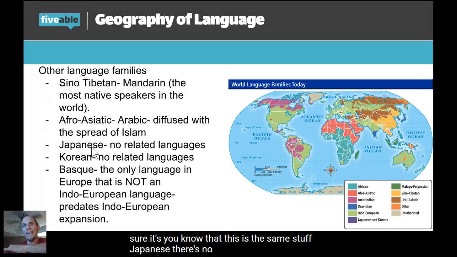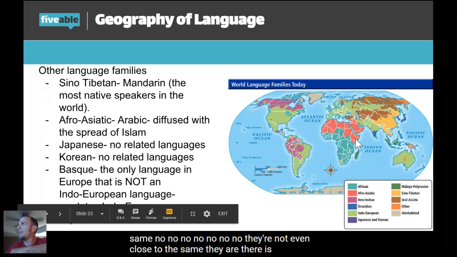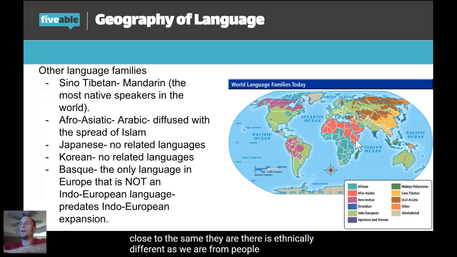Japanese: there are no related language families to Japanese. There are no related language families to Korean. Wait a second. You mean to say that the Chinese, the Japanese, and Koreans are all the same? No. They're not even close to the same. They're as ethnically different as we are from people in South America.